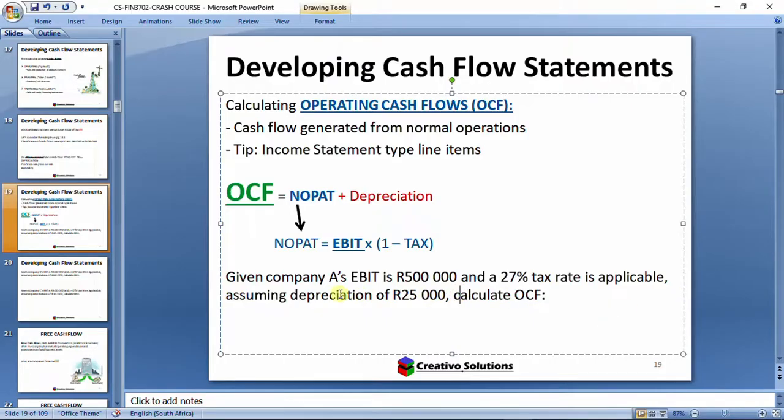Here's a little working for you to calculate. Remember the focus is working out OCF. A little bit of FIN3701 here actually. We don't need to work out the EBIT in terms of sales, cost of sales, expenses, income, etc. You've got the EBIT, you've got the rates of tax, you've got the depreciation. What is the OCF?